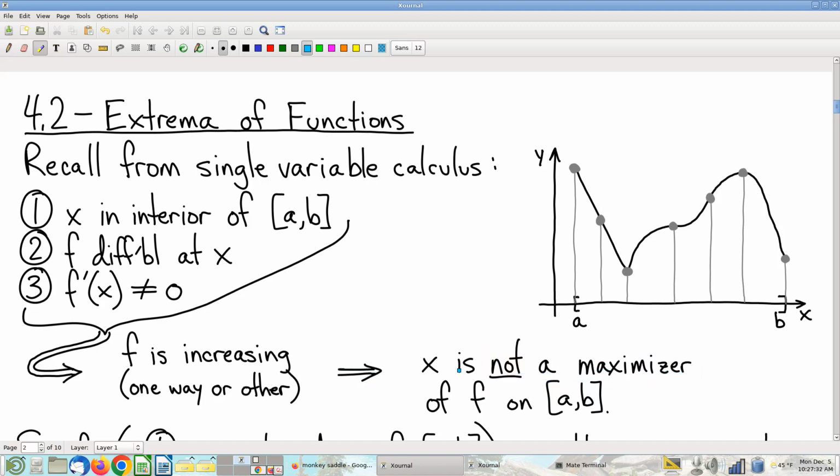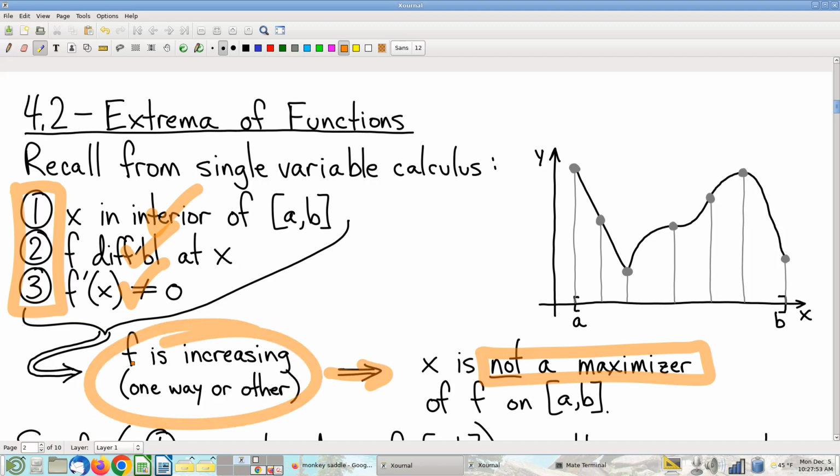Okay, all right. So the strategy for that is, if certain conditions hold, if you're at an interior point where the function is differentiable and if the derivative is not 0, well, then that is not a maximizer. Because after all, if these three conditions hold, the function is increasing at that point in one direction or another. So, easy example, take this point right here. That point satisfies all three of these conditions.